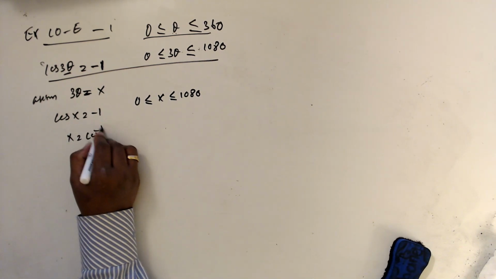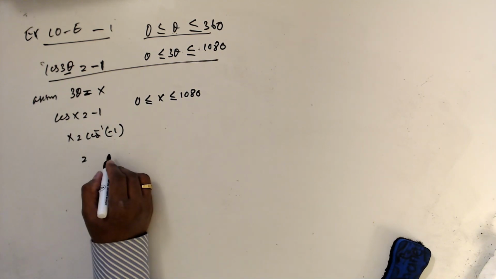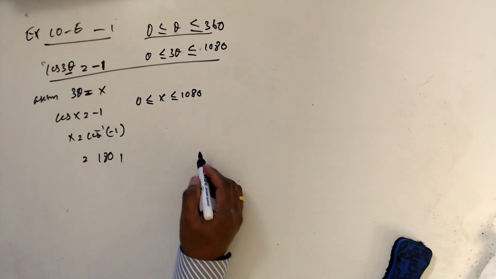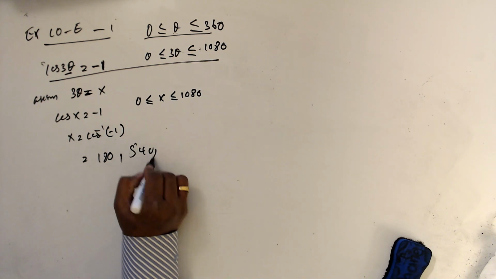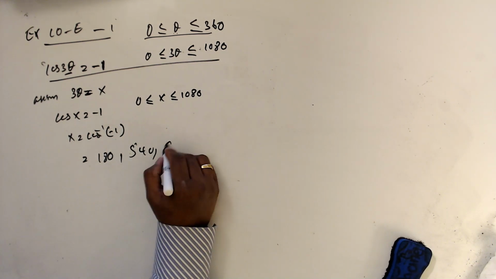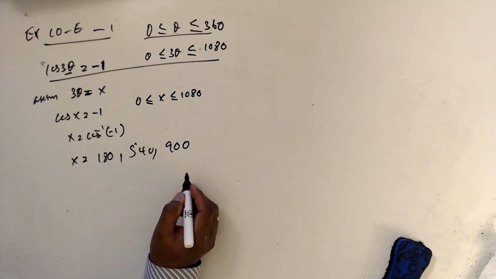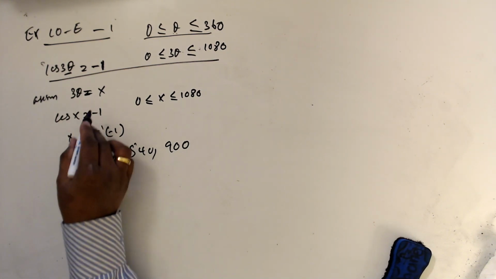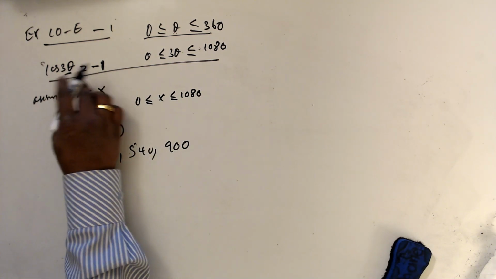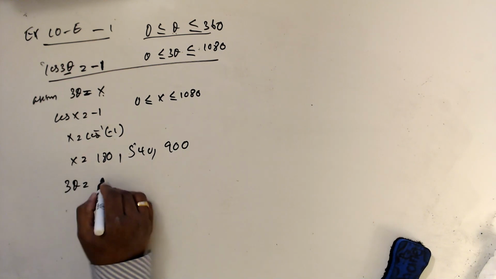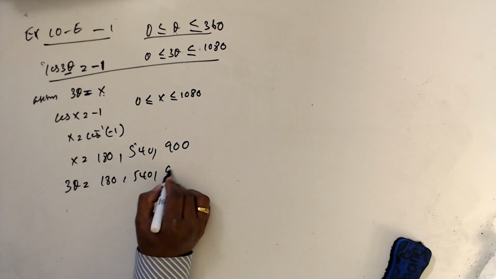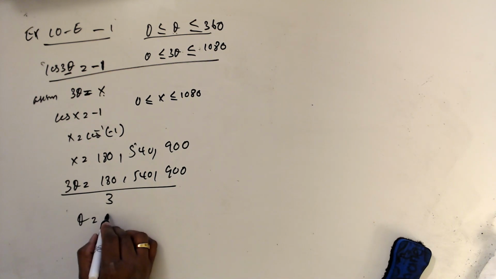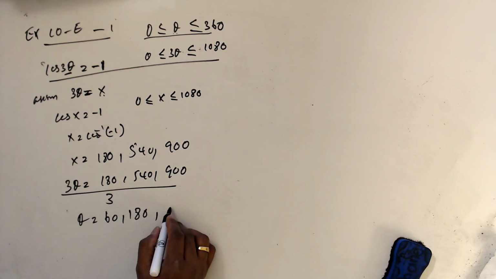x equals cos inverse minus 1, which is 180. And then the next ones you will get 180, 540 and 900. But x is something we introduced. There is no variable x in the question. So we'll replace back 3θ equals 180, 540, 900. So I'll divide by 3 to get the θ answers. This is going to be 60, 180 and 300.